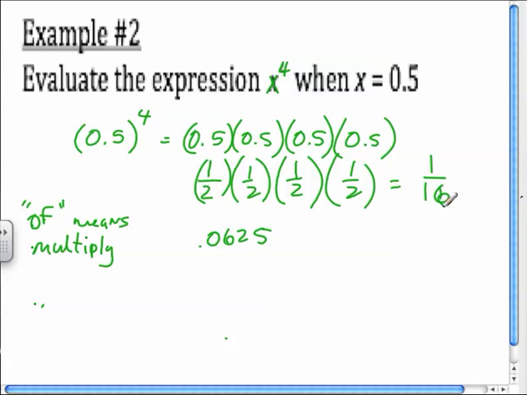That's much smaller than 0.5, isn't it? Right? 0.5 would look like this. So 0.0625 is much smaller. All right? Good job, guys, and I'll see you at the next example.